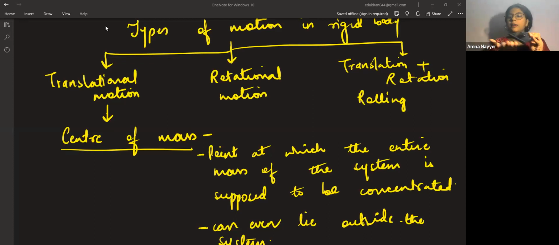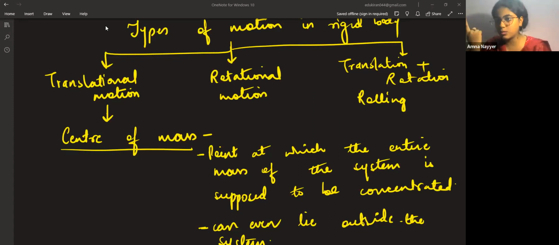Suppose I have taken my phone, I have kept it like this. Now I am applying a force. This is translating. The phone was here, and it is just moving like this. So this is known as translation. If you look at a fan, the axis is fixed and the blades are revolving around it.